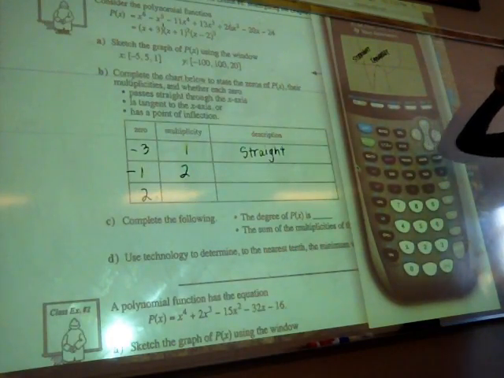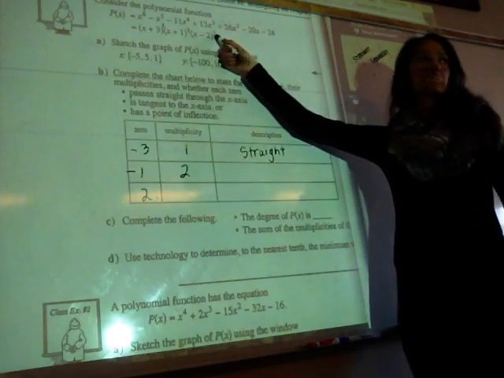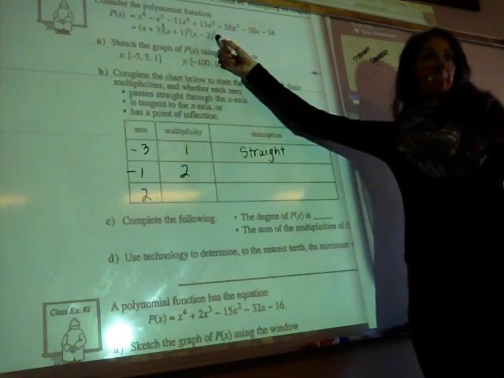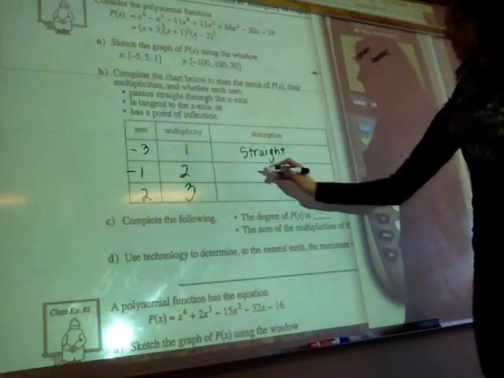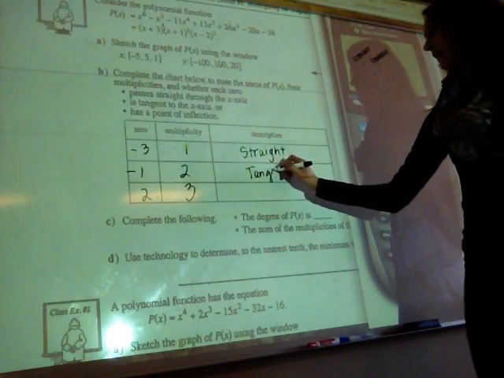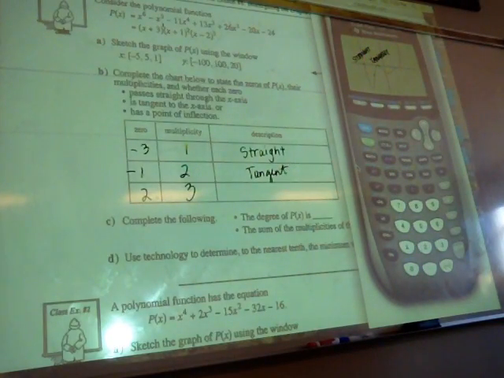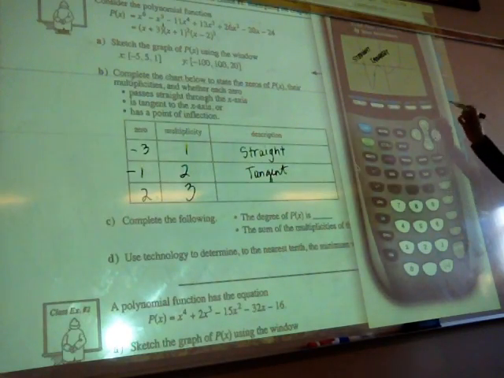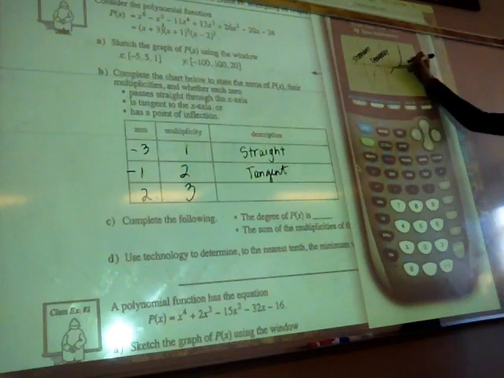So the first x-intercept at negative 3 was straight, the second one was tangent. And looking at the third factor, the exponent's 3. So what's the multiplicity? Yeah. And when the multiplicity is 3, what's the shape? What do we have when the multiplicity is 3? When it concaves down and then concaves up? Point of inflection, good.